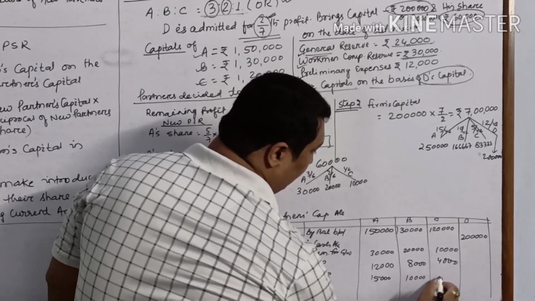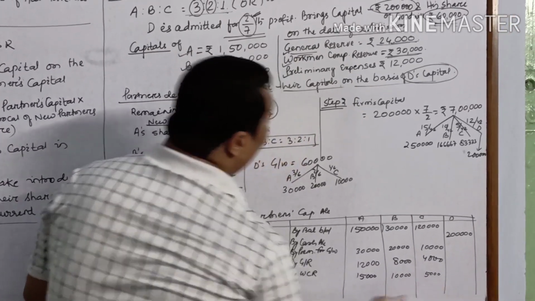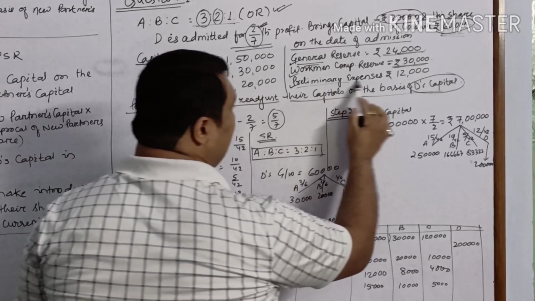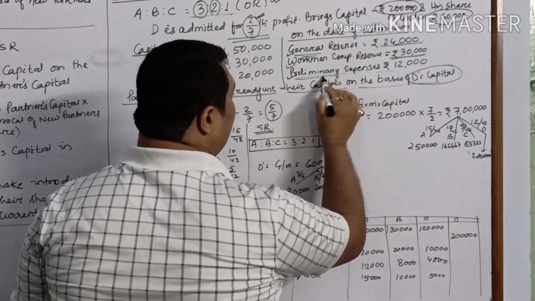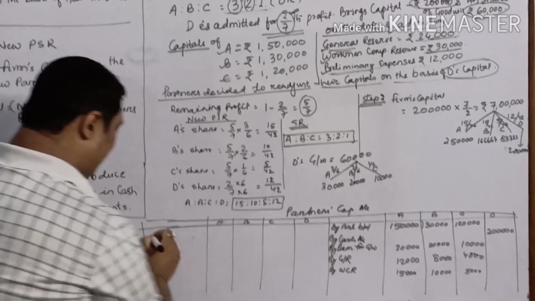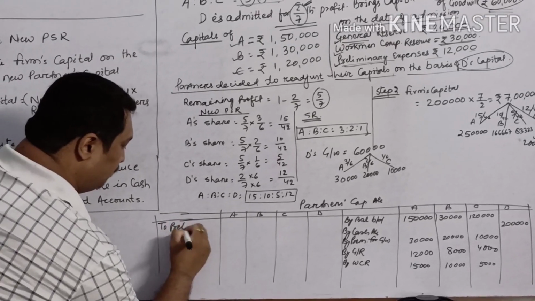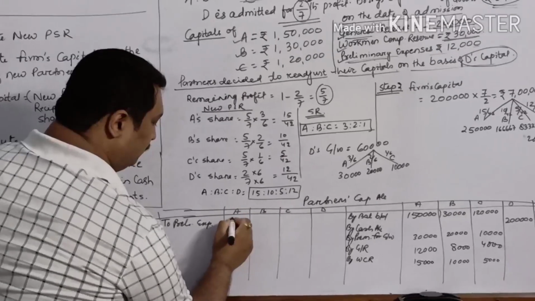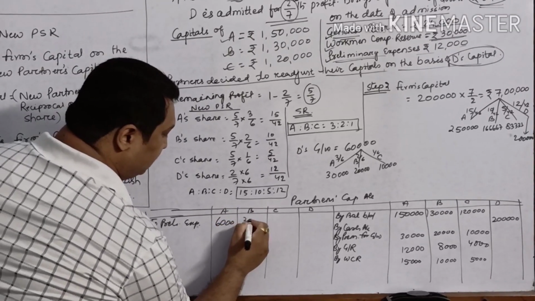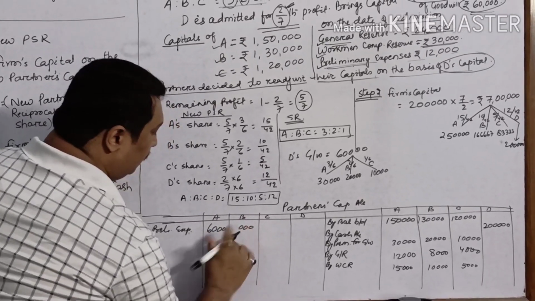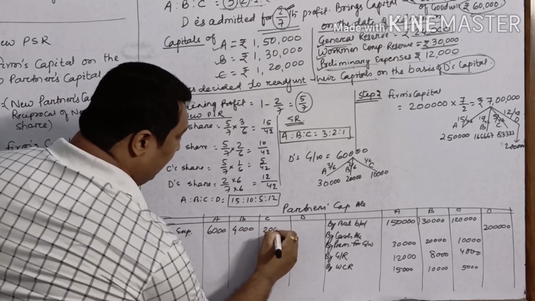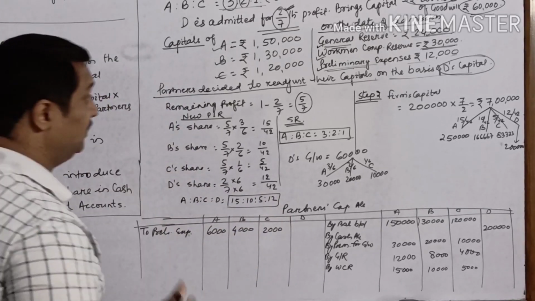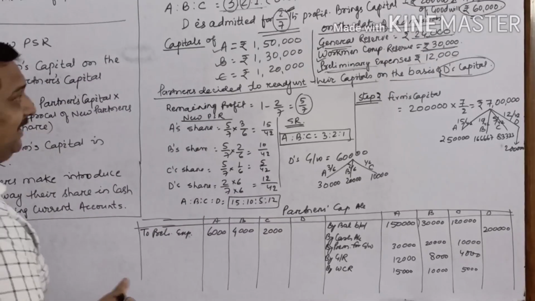10,000 and 5,000. Now there is preliminary expenses also. We know that preliminary expenses are written off amongst the partners. So we will write preliminary expenses. Since it is 12,000, it will be distributed 6,000, 4,000 and 2,000 amongst the old partners. We don't have anything else.